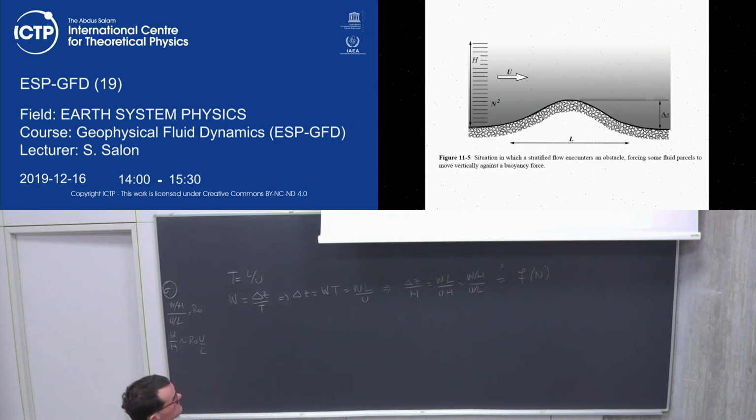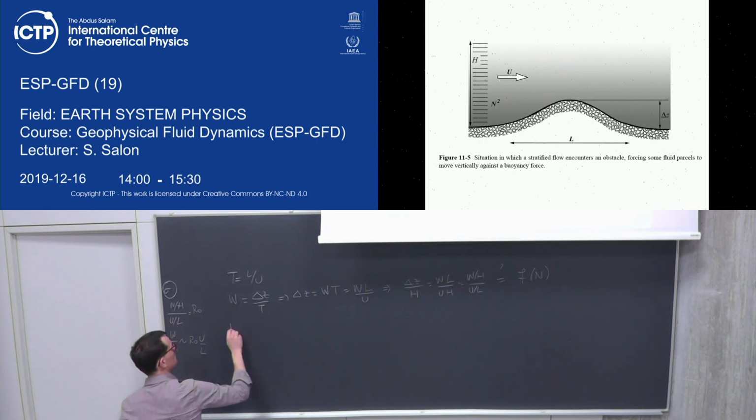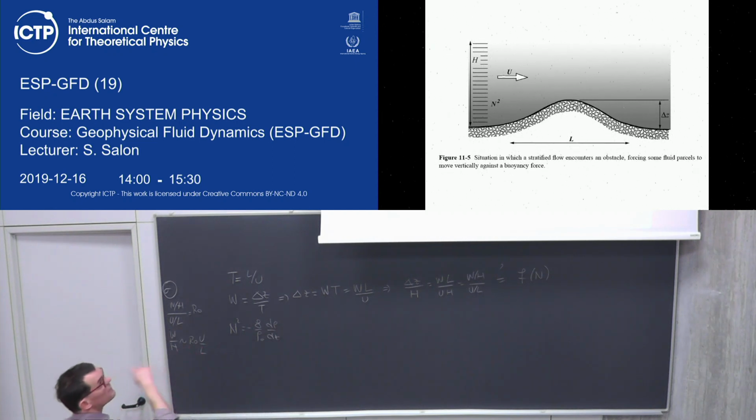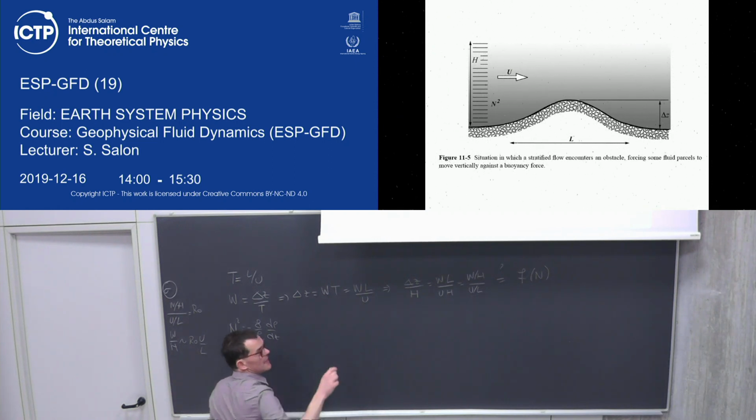And okay, so what is N? So we remember that N squared is minus g over rho 0 times d rho over dz, no? So d rho over dz is the gradient of our stratification. So we can express, for example, due to the delta z, we will also have some perturbation in the density field, because the density field will be perturbed by the change of the position of our parcel.